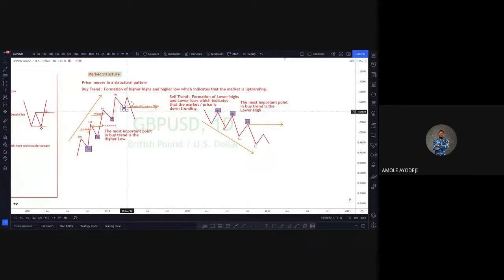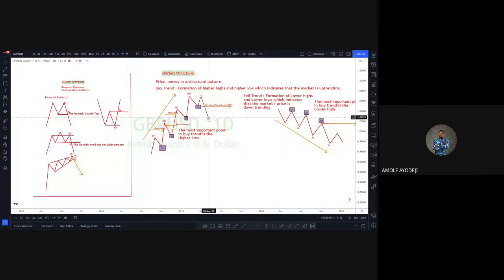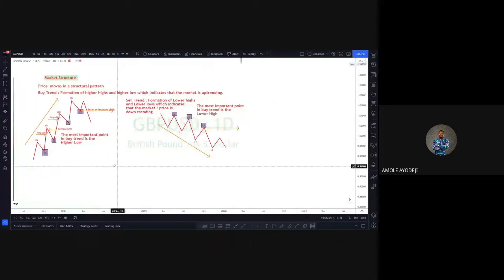What was here? This is the M, right? And what are you guys seeing here? This same pattern we discussed here is what you are seeing here. The bearish double top that you are seeing here, as a reversal pattern, is what formed here. Are we understanding how these things now connect to each other?